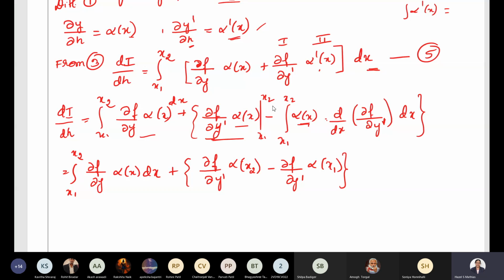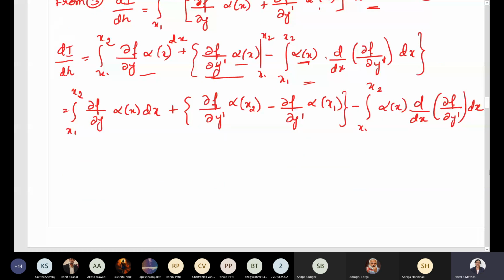So after putting the limits, check the second term. This is the term which is pending: integral x1 to x2 of alpha of x into d/dx of ∂f/∂y' into dx. Does anybody have any doubt till this step? No, ma'am. Okay, this is very important, everyone. Please be careful. Listen to me carefully.